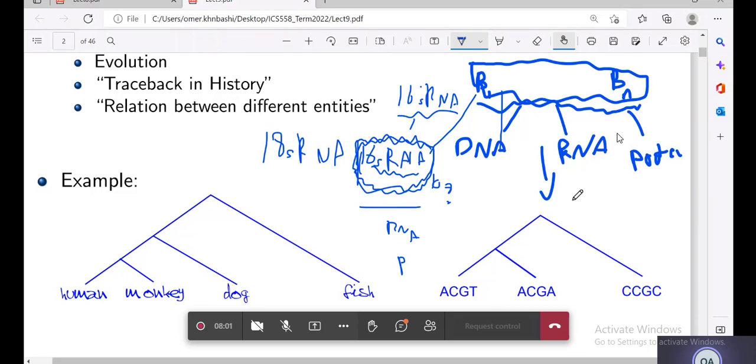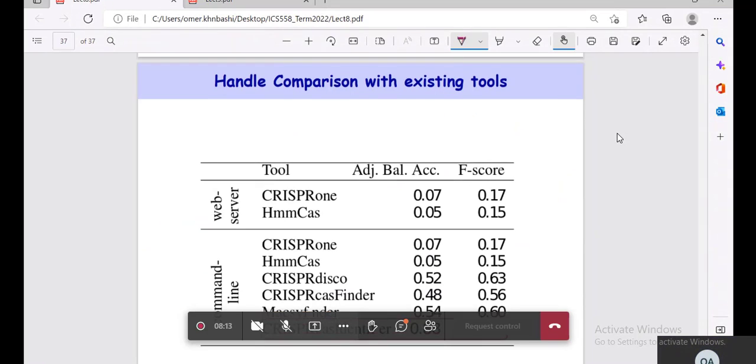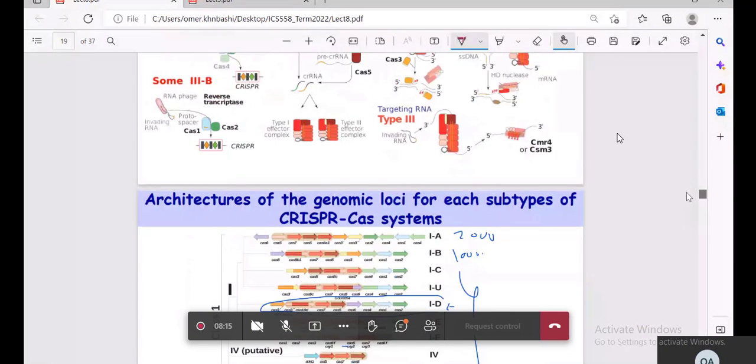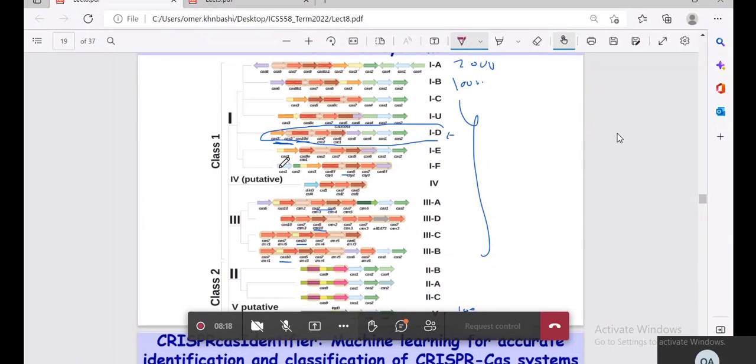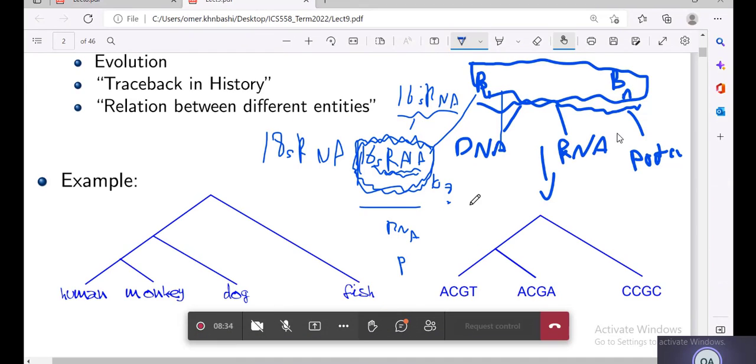But if I want, for example, to study a set of genes, for example CRISPR-Cas genes, then I will not use 16S rRNA. I will use the CRISPR system, and I will build my phylogenetic tree like this. This is my tree, based on a set of genes. This is also a phylogenetic tree. I compare this set of genes with the other set of genes, and then I build such a tree. So that's based on what you want to do.